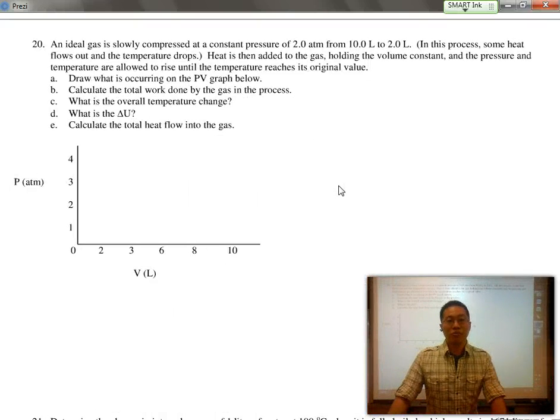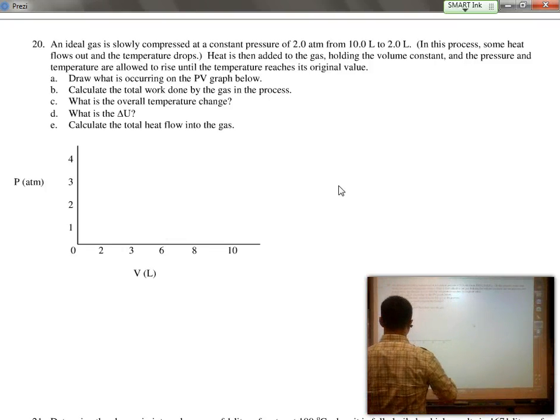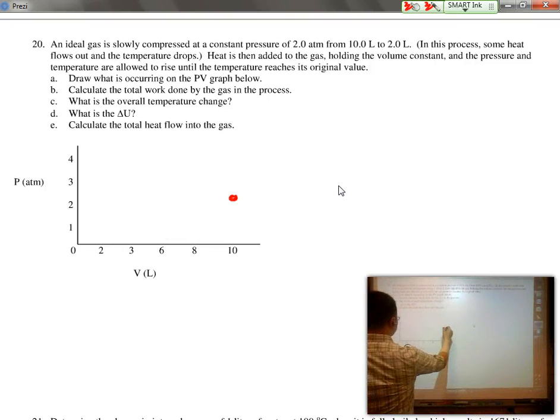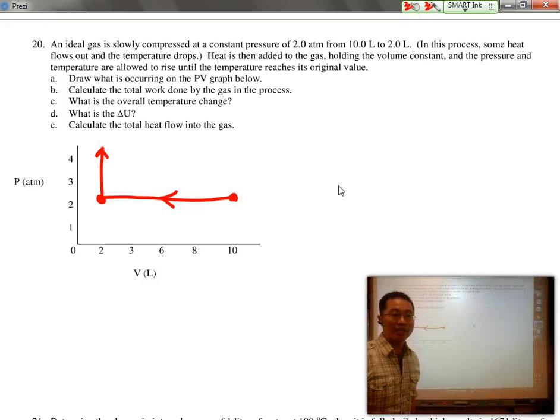Okay. So let's do another practice question together. An ideal gas is slowly compressed at a constant pressure of 2 atm from 10 liters to 2 liters. In this process, some heat flows out and the temperature drops. Heat is then added to the gas, holding the volume constant, and it rises until it reaches its original value, which we don't know exactly what it is. But this is what the graph looks like. We have an isobaric line and then an isochoric line.